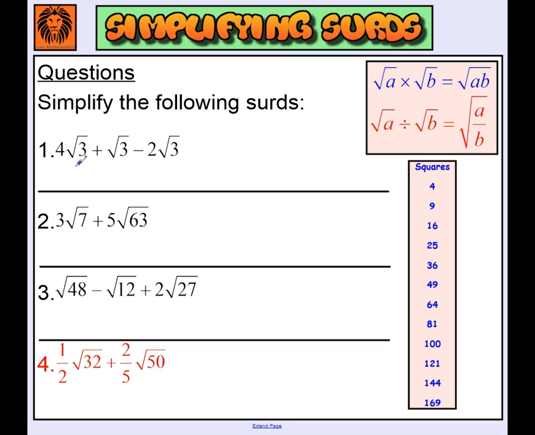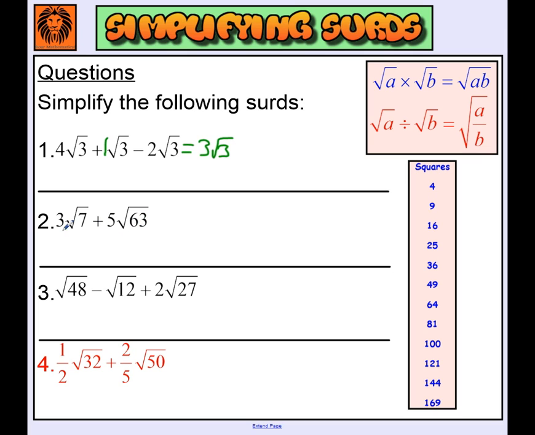Question 1. 4 lots of root 3 plus root 3 take away 2 lots of root 3. Now they've all got the same surd, so we can just do what we do when we collect like terms. So this is 4 lots of root 3 plus 1 lot of root 3, take away 2 lots of root 3. So 4 plus 1 is 5, 5 take away 2 is 3. So the answer for this one is 3 root 3.